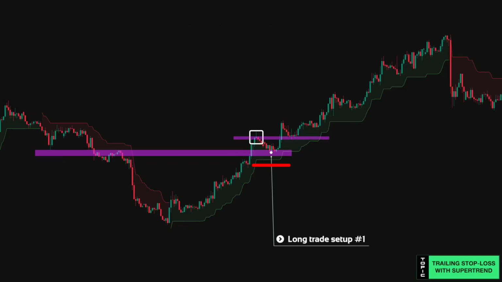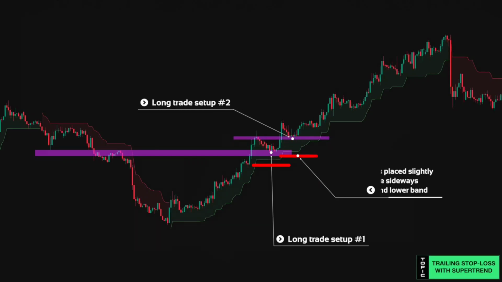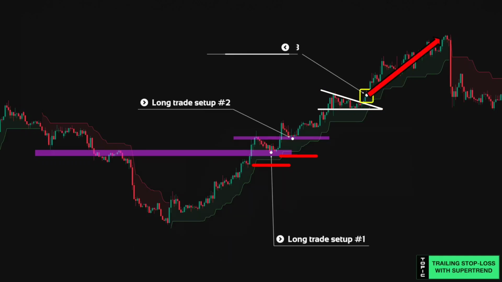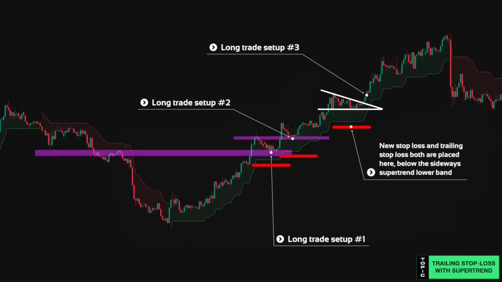This reversal point gives you a key level. Long trade setup here. Stop loss is placed here, where the super trend is moving sideways. Descending triangle pattern and break, long trade setup here. Your trailing stop loss is moved here, where the sideways super trend indicator is clear.